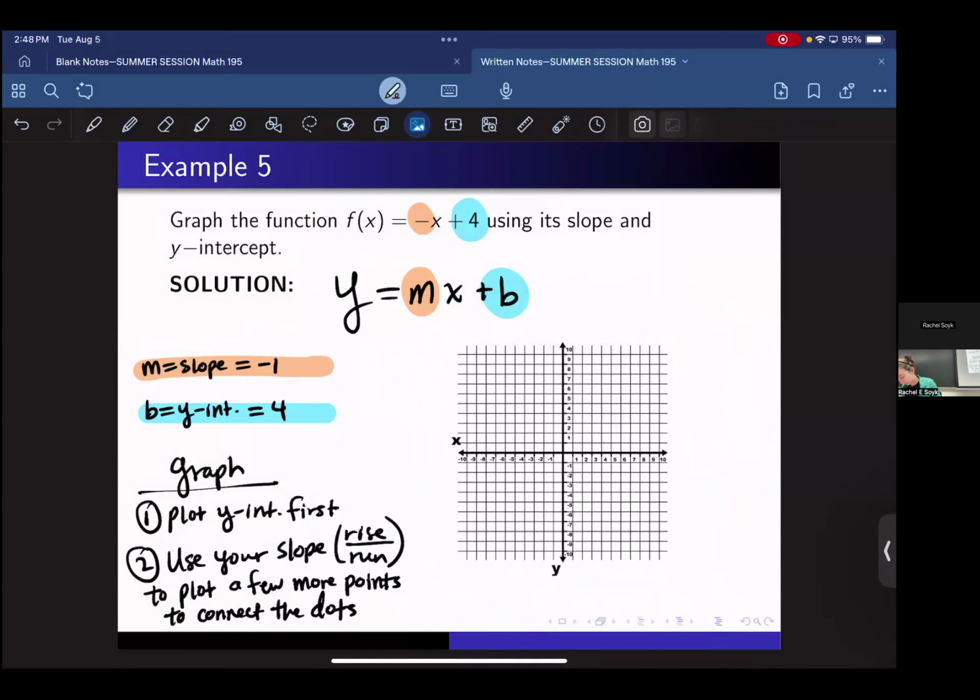So 4 for your y-intercept. As a coordinate, that's 0, 4. And then we're going down 1/1 for your slope each time. Connect the dots, and then you're done. Don't forget to write the equation of your function as well.